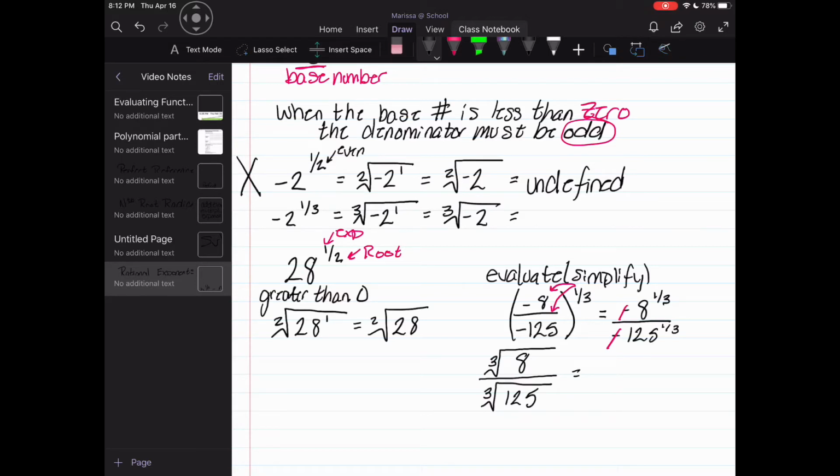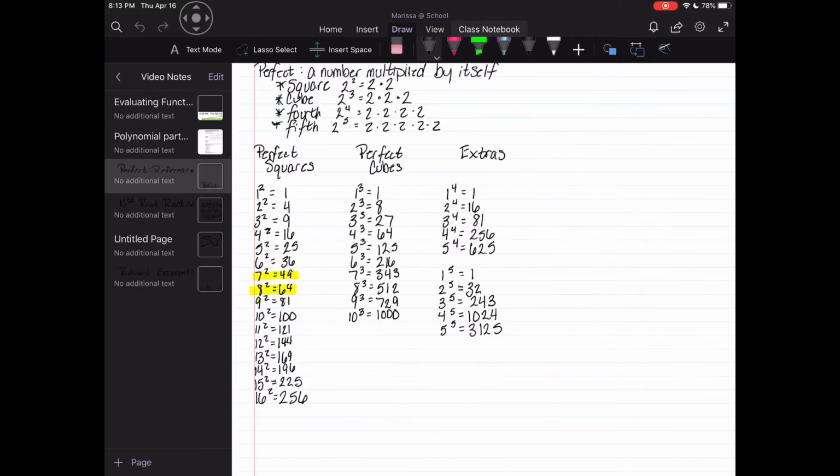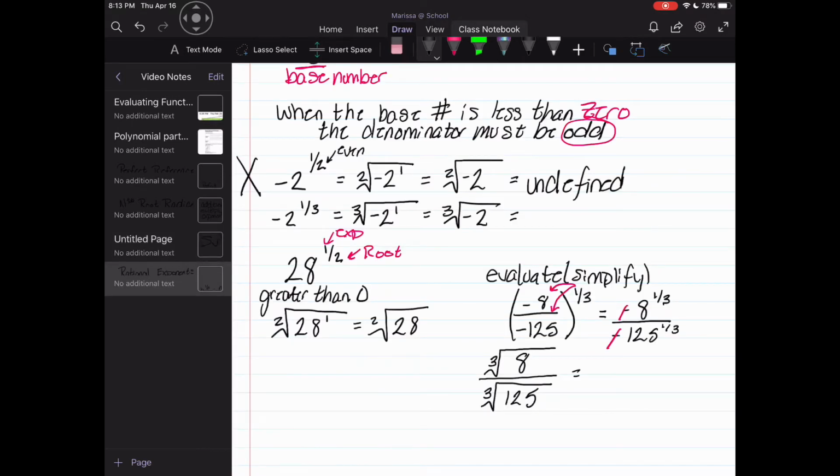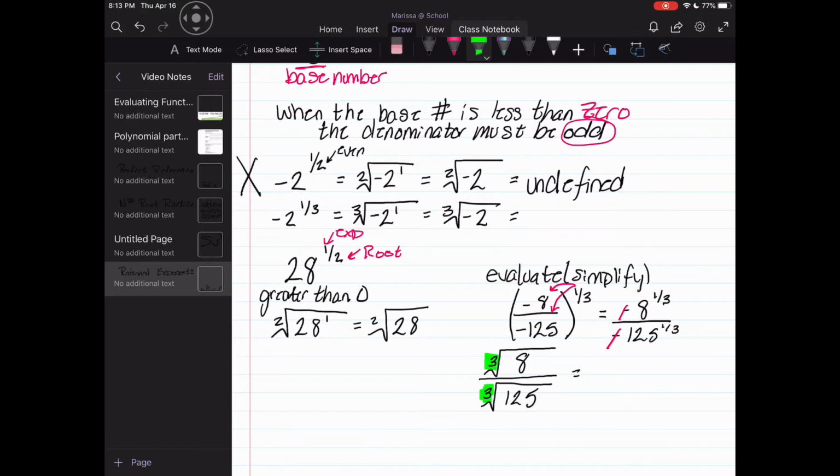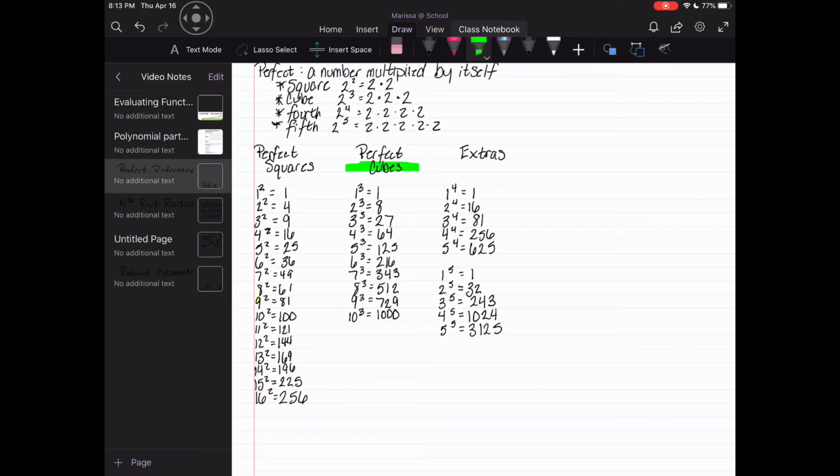So if you use your reference sheet that you should have made last week, if you didn't, this is in another Edpuzzle video. I am looking for cubes. I have a 3 on the outside, so I want to look in my perfect cube column here. So since I have cubes, I'm going to be looking for the numbers 8 and 125. So 8 is here, which is 2, and 125 is here, which is 5. So the cubed root of 8 is 2, and the cubed root of 125 is 5. So I'll go back to the other page.